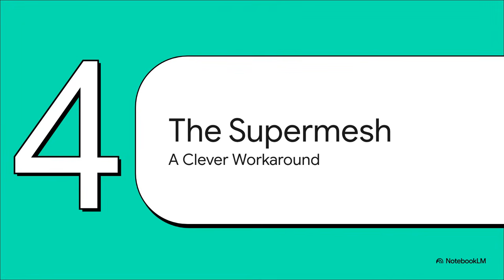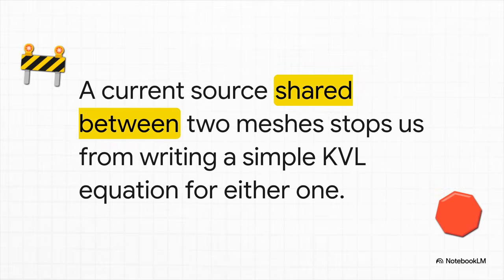It's a special case, a scenario that kind of seems to break the main rule of mesh analysis. So the problem happens when you have a current source that's sitting right on the border, shared between 2 meshes. Uh-oh. Remember, KVL is all about adding up voltages, but here's the thing. We have no idea what the voltage is across an ideal current source. So this one component completely blocks us. We can't write a KVL equation for the first mesh, and we can't write one for the second mesh. It really feels like a dead end.